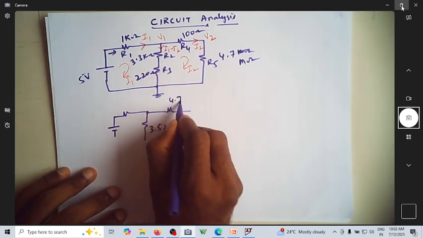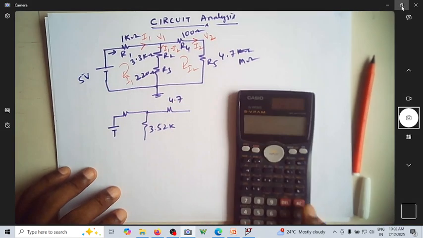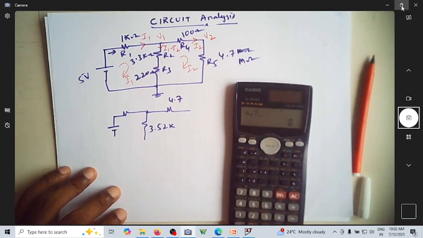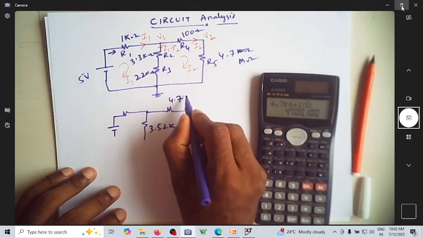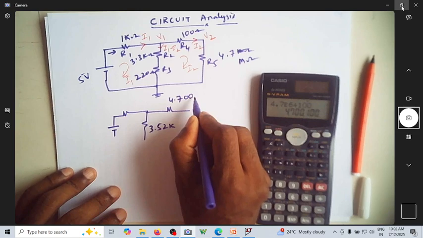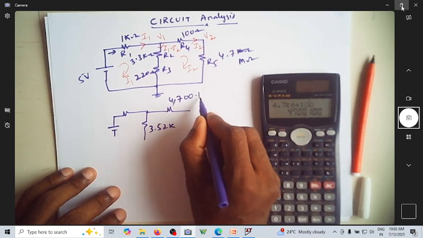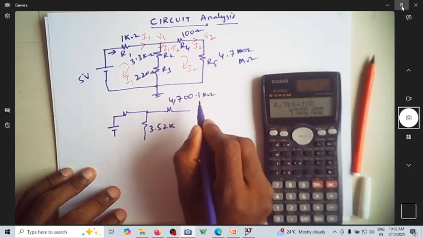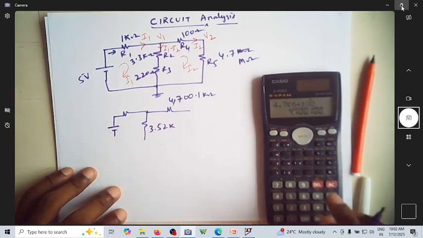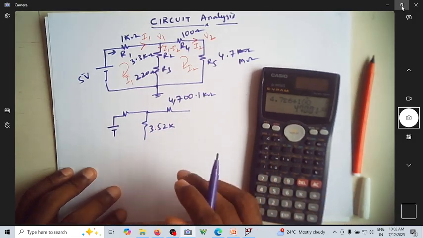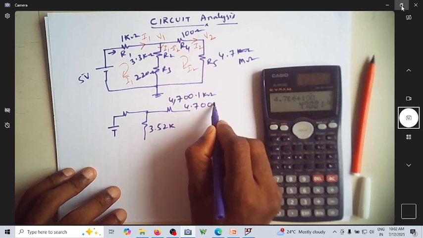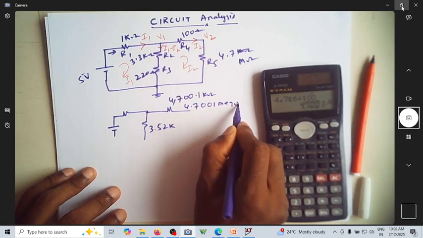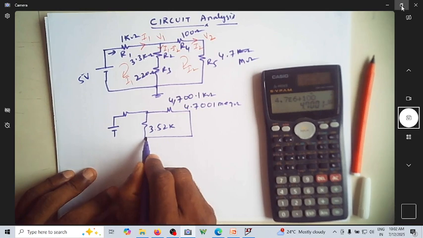This is 4.7 mega plus 4.7 exponential 6 plus 100. So it will be 4.7001. Okay, let me just take out this. So this is kilo ohm. So this will become 4.7001 mega ohms, and this is like this, correct?